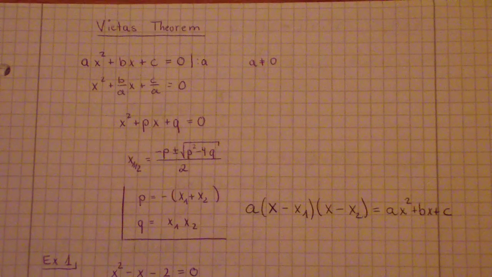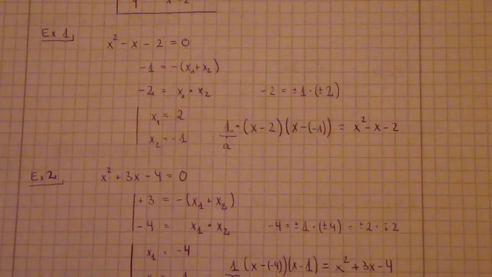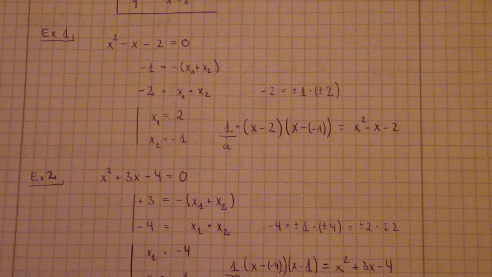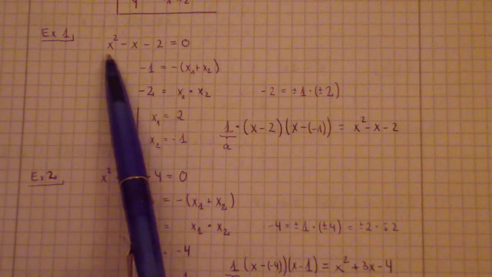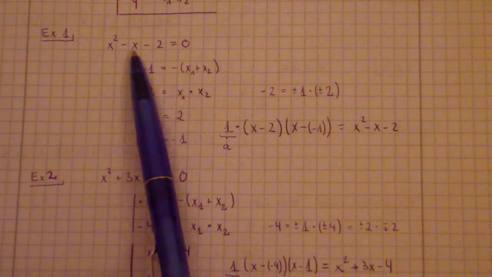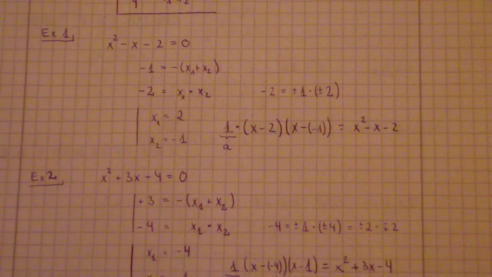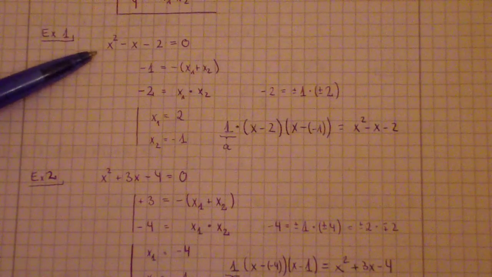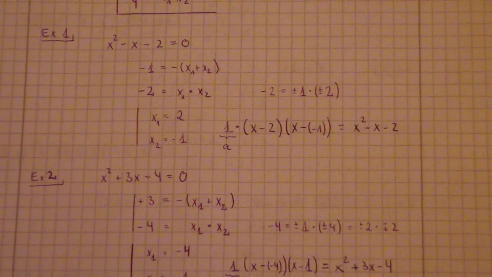Okay, so now let's have a look at our first example. Examples are always very important, and you should know what we want to do. Okay, we have this equation, x squared minus x minus 2 is equal to 0. Okay, you see we have a quadratic equation, so one variable is to the second power, and we have also x here.